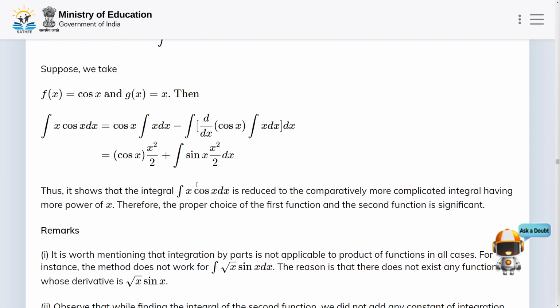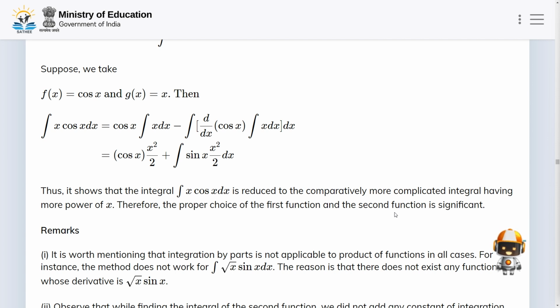As you can see, it shows that the integral x cos x dx is reduced to a comparatively more complicated integral having a higher power of x. As you can see, this is now complicated. Therefore, the proper choice of the first and the second function is very important in integration by parts.